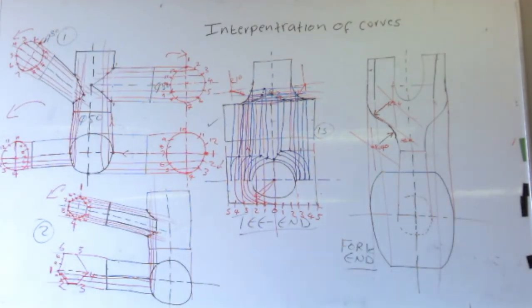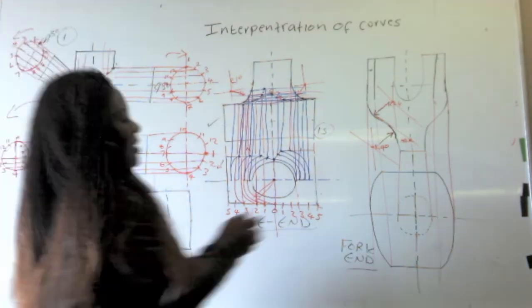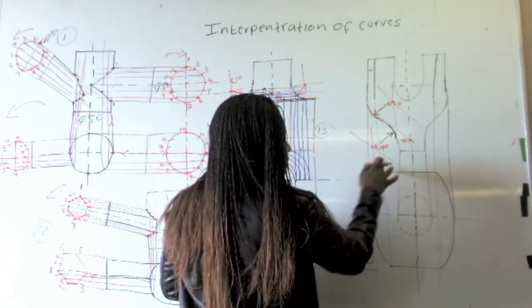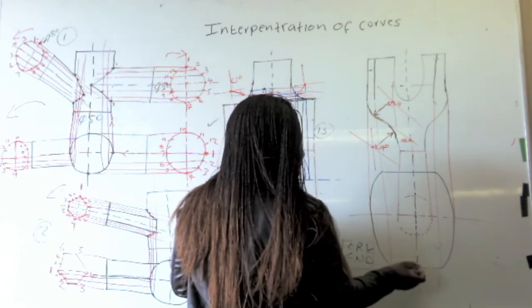Alright, so I think the same method I've just shown you on a T-section is the same method that we use on a fork end. So our fork end is this end here, is this drawing here, and it's got this front edge of the top view and the back edge, which are similar. So I'm just going to work at the front edge.